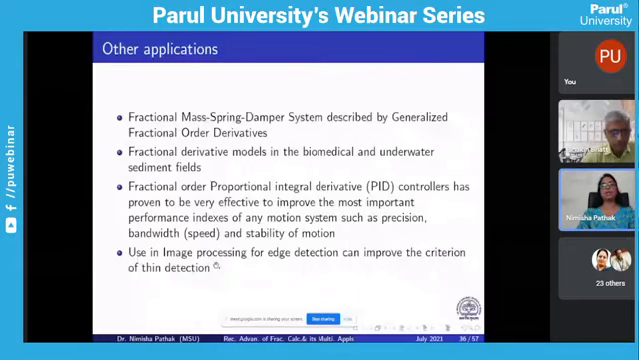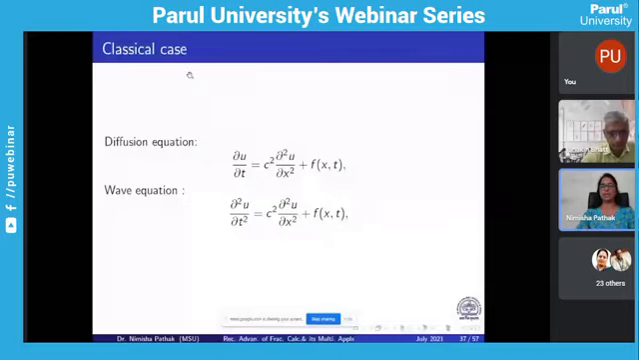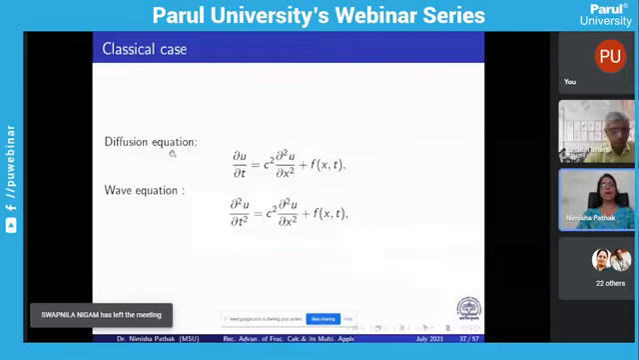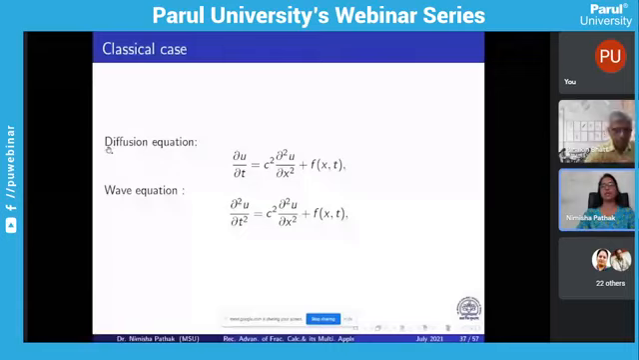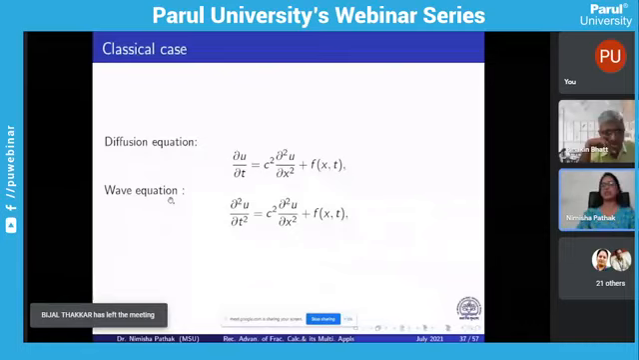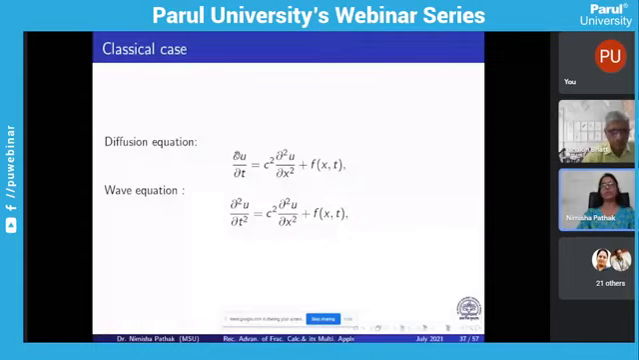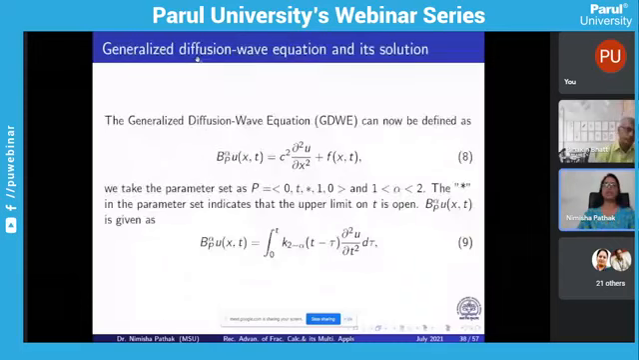There is a classical case, but to visualize how this works, that's why I have taken this particular case. In the classical case, we can see the diffusion equation, a first order partial derivative, del u by del t, that is with respect to time, and this is a source term. And the wave equation is a second order partial differential equation, right? But now if we want to study the mixed behavior, that is diffusion and wave, then we can think about the fractional version. So here I have taken the generalized diffusion wave equation and its solution.